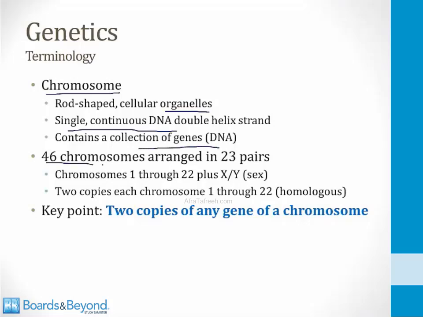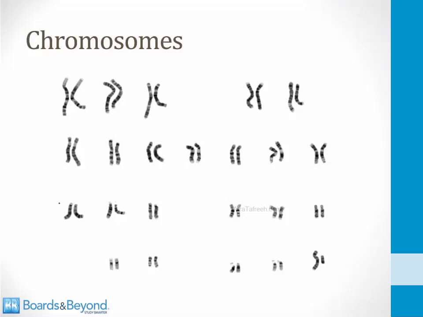And human cells have 46 chromosomes arranged in 23 pairs. The first 22 chromosomes are numbered 1 through 22, and then we have the sex chromosomes X and Y. And there are two copies of each chromosome 1 through 22. These are called a homologous pair. And a key point here that you need to understand in order to understand genetics is that in general we have two copies of most of our genes on a chromosome. This is a karyogram, which is a picture of the chromosomes inside a human cell, and you can see that there are 23 pairs as we just discussed.